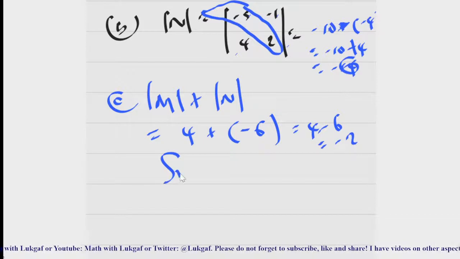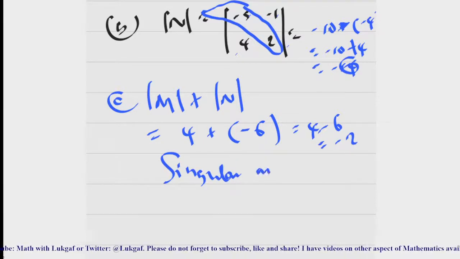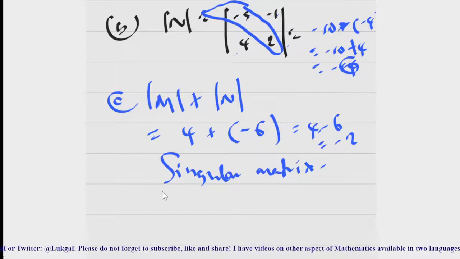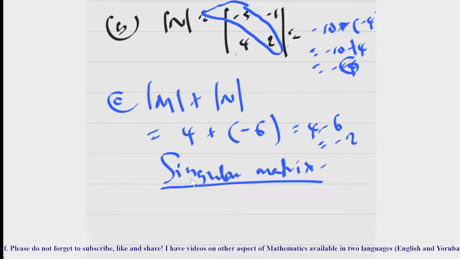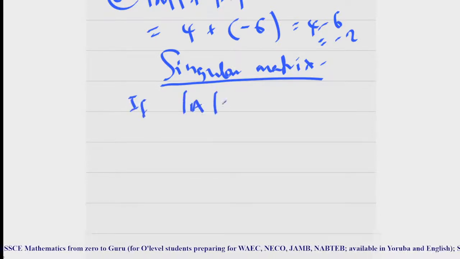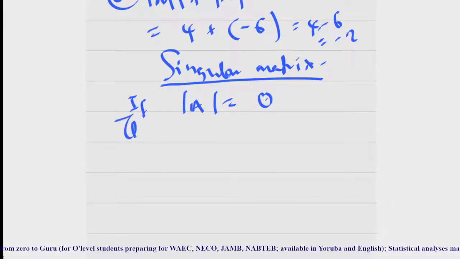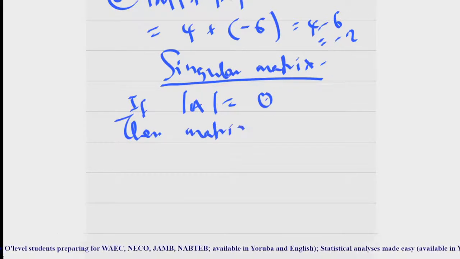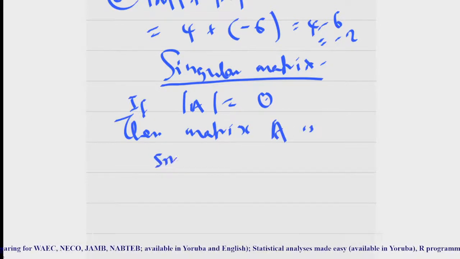So if that is clear, there is another term we use in the determinant of a matrix. We call it a singular matrix. In your exam, you may be asked what is a singular matrix, or you may be asked to show that a matrix is a singular matrix. A matrix is said to be singular when the determinant of such a matrix is equal to 0. So if the determinant of a matrix A is equal to 0, then matrix A is singular. You understand now?